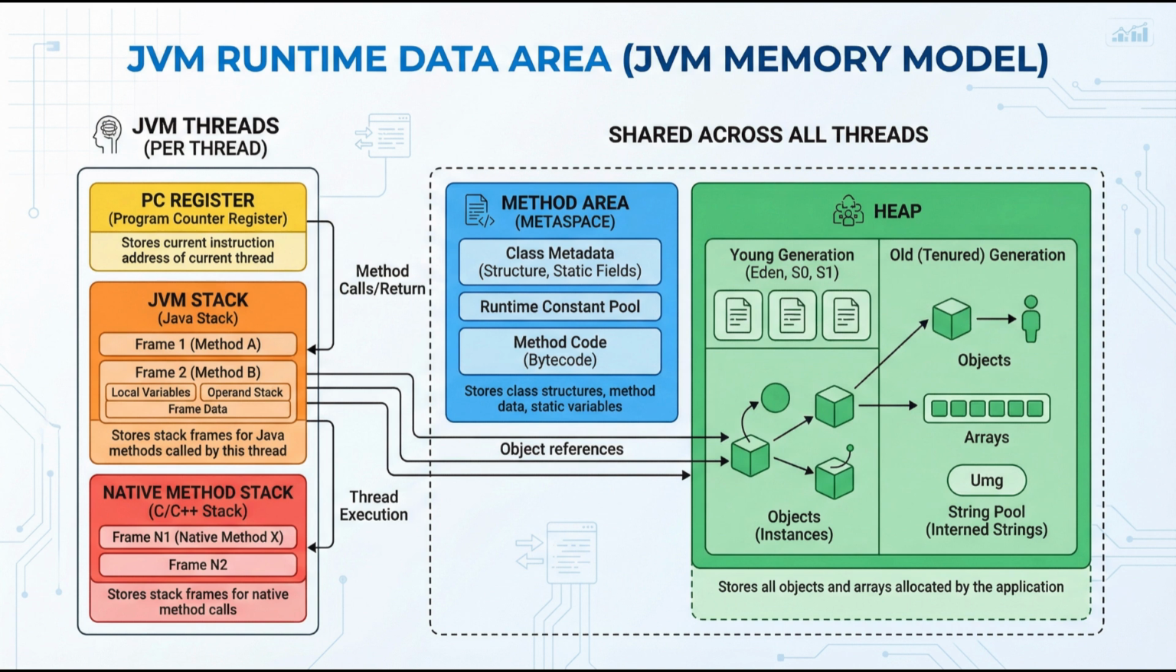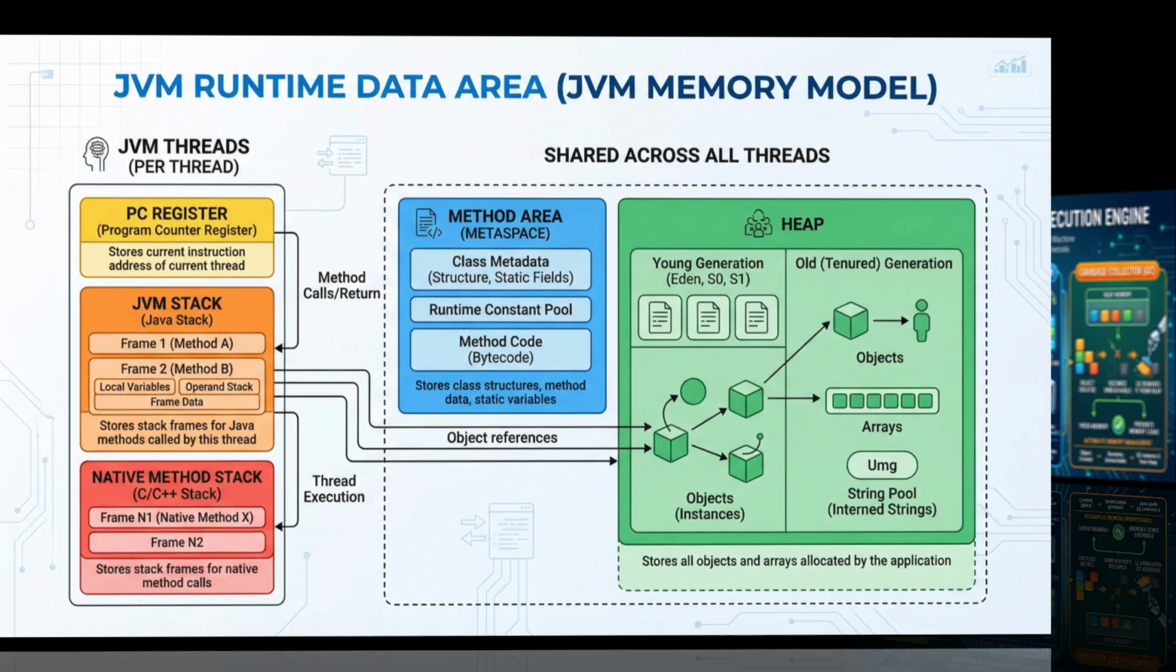Each thread has its own stack. It stores method execution details. Whenever a method runs, a new stack frame is created. It stores variables and references. When the method finishes, that frame is removed. Program counter register keeps track of which instruction will run next. Native method stack is used when a thread calls methods written in languages like C or C++. Each thread has its own native method stack to manage those calls.